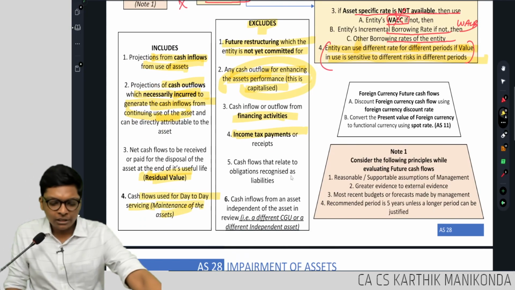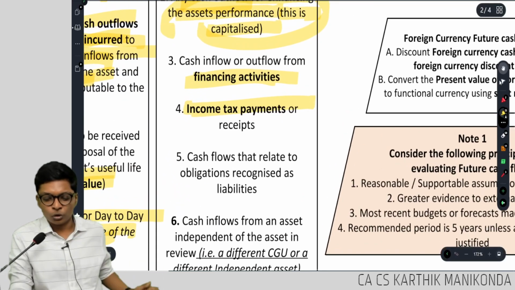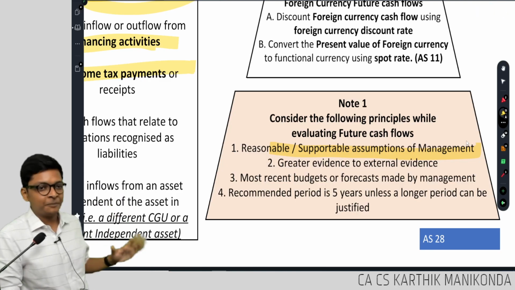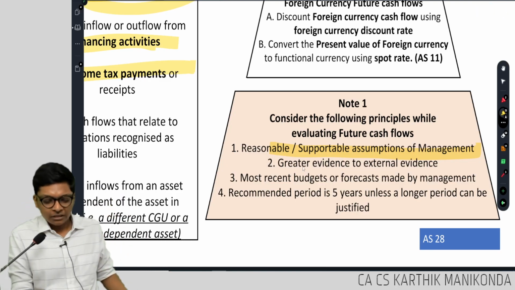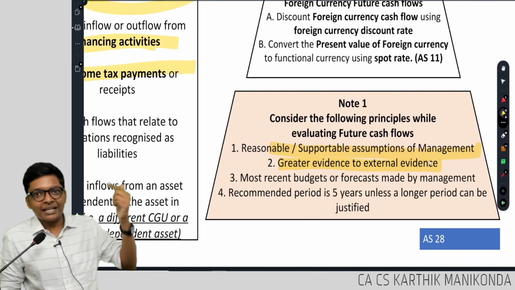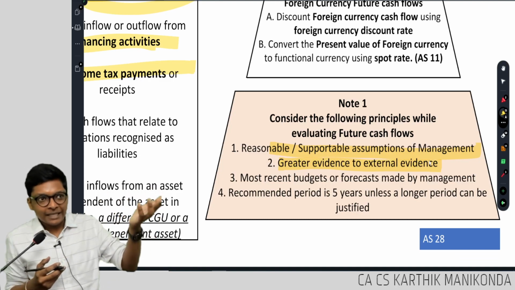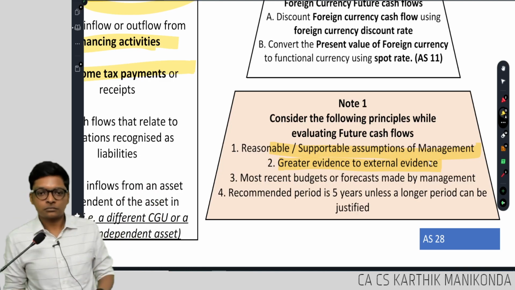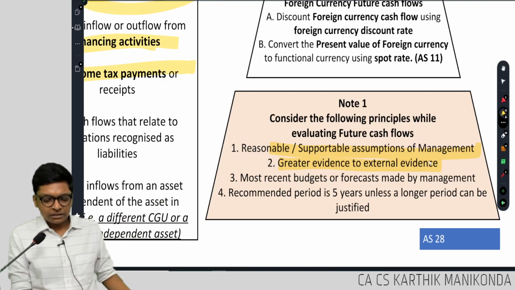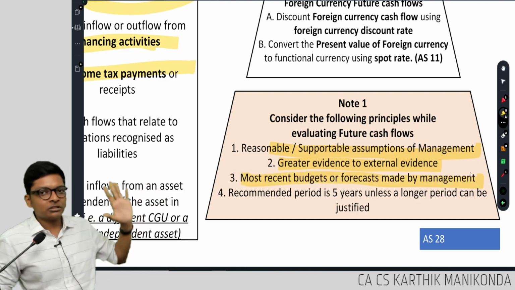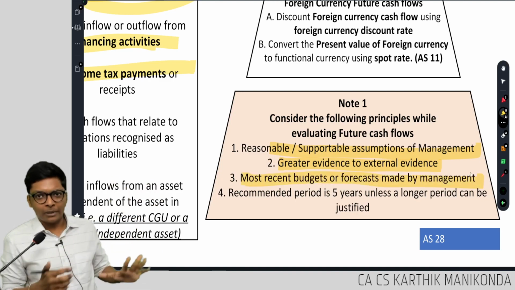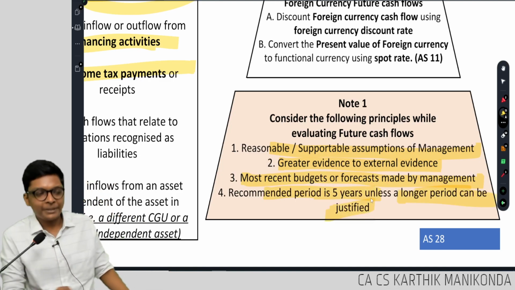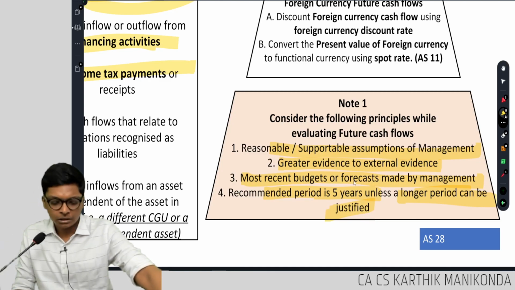That only is the last point. When you are evaluating cash flow, again theory points, guys: reasonable and supportable assumptions of management. It is an estimate, no? So give some justification. Give greater weight to external evidence. How much cash flow some other company is getting is more relevant to me than what I think I can get. Are you following, guys? Next, most recent budgets: use the most recent budgets. Just some theory points, don't mug up. What is important? The recommended period is 5 years unless a longer period can be justified. Are you following, guys? That's it.